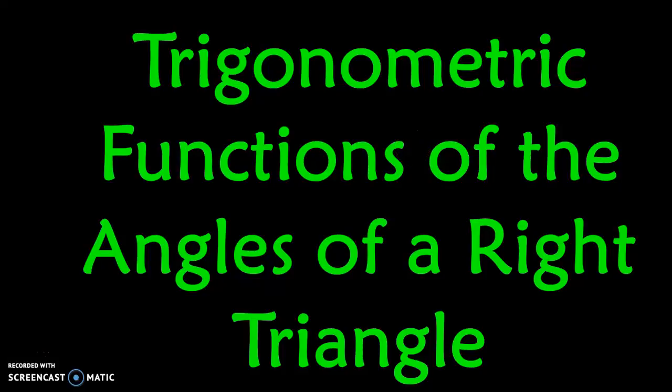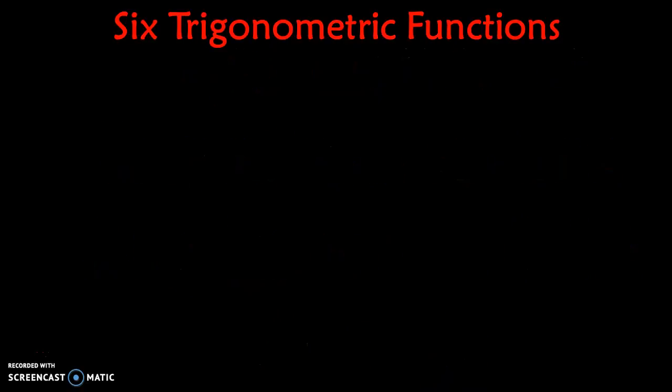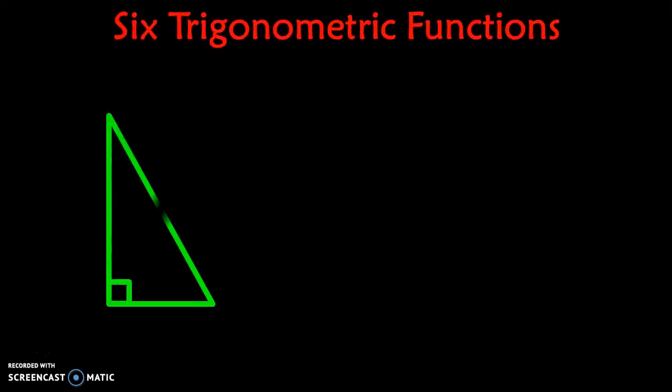Hello students, for this session, we will be talking all about trigonometric functions of the angles of a right triangle. Later on, I will be giving you the 6 trigonometric functions. But before that, look at this diagram first. It is a right triangle whose sides are denoted by A, B, and C.